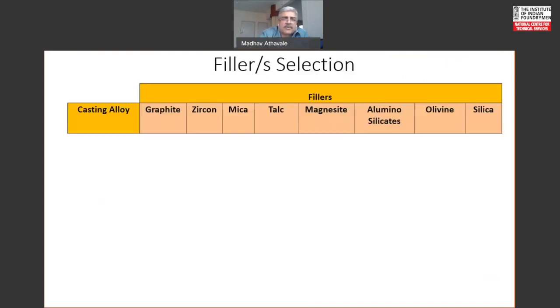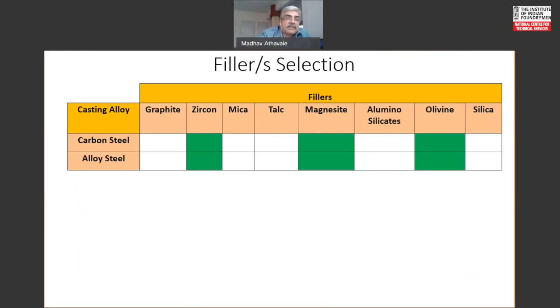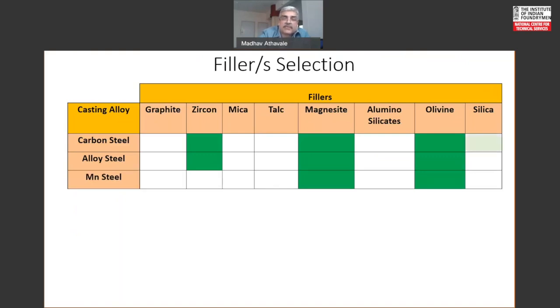Fillers. Here is a quick look at fillers and the casting alloy. For carbon steel, the most common one is zircon. You can also use magnesite and olivine from a refractoriness point of view. For alloy steels, again, the same three will be applicable. We have seen the details, the physical properties of all these fillers, in our previous lecture: what are their melting points, fusion points, sinter points. For manganese steel, you need something which is non-siliceous. So magnesite-based coatings, that is MgO-based coatings, and olivine. And again, we looked at what should be the filler properties in our last lecture.